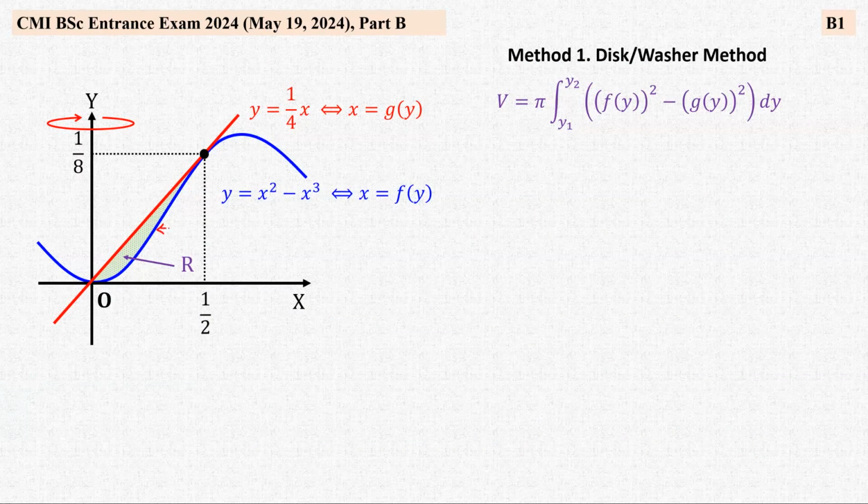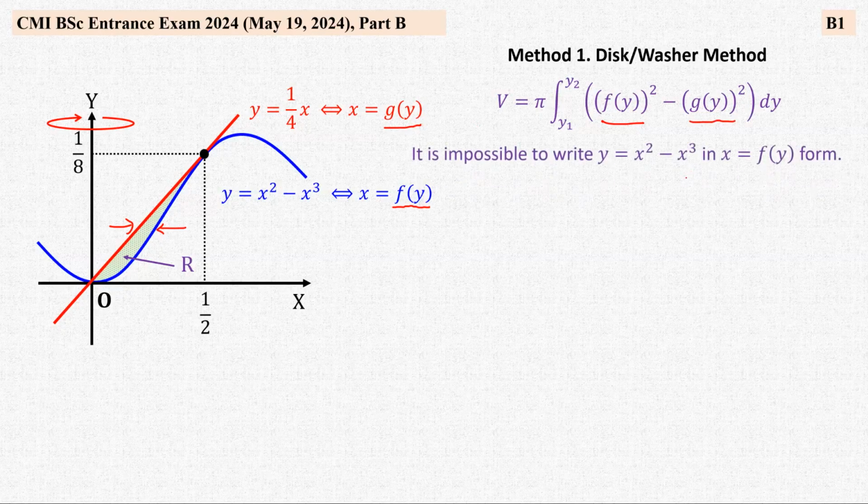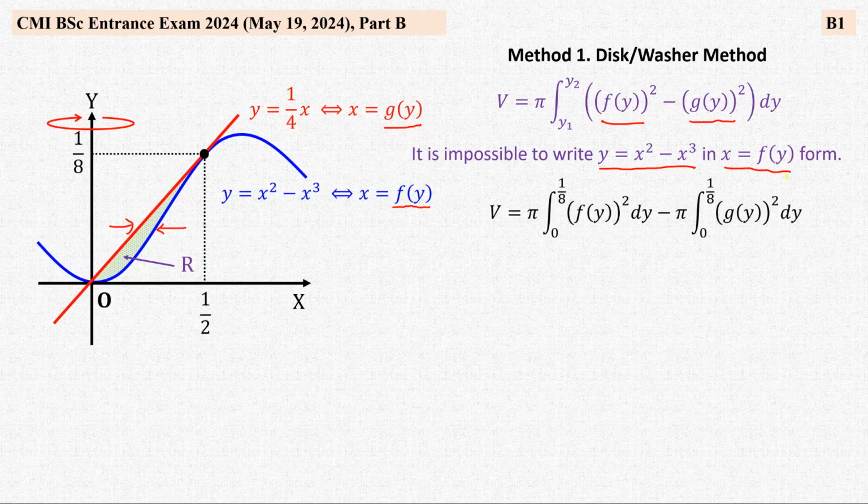In our problem, the outer graph, the cubic function, must be f of y in the formula, and the inner graph, the line, must be g of y. But we have a problem. The given cubic function cannot be expressed in x equals f of y form. But we can still use this method. Here the interval of integration is from 0 to 1/8. The second integral is for revolving the line around the y-axis. Hence it gives the volume of a cone.